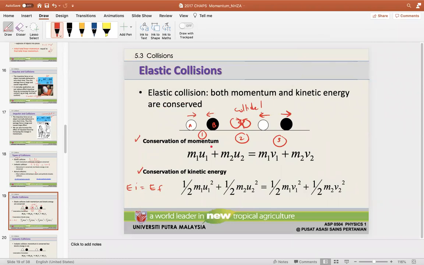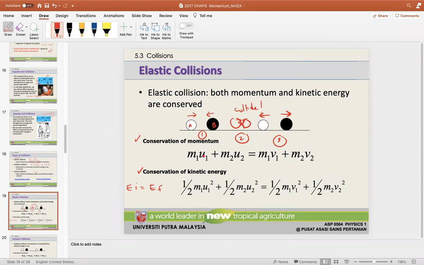So this is your first situation. A is moving to the right, B is moving to the left. They collide, collision happens, impulse happens, and then they separate and move in separate directions. It doesn't matter if the white ball decides to go to the left or to the right. The key point here is that they don't stick together and they move separately.